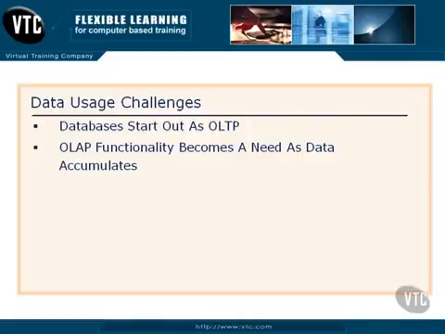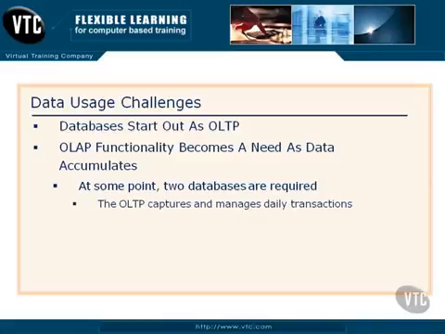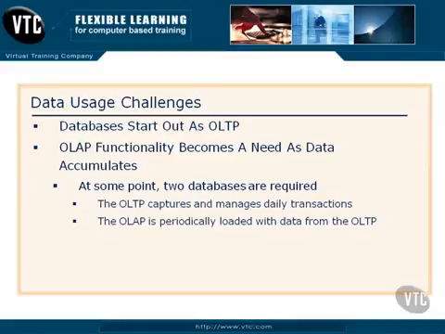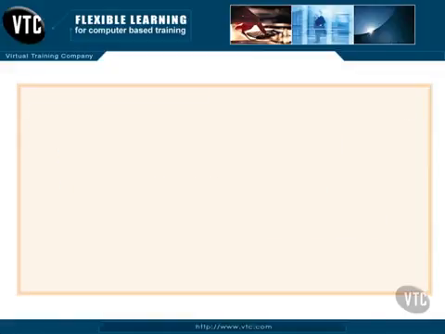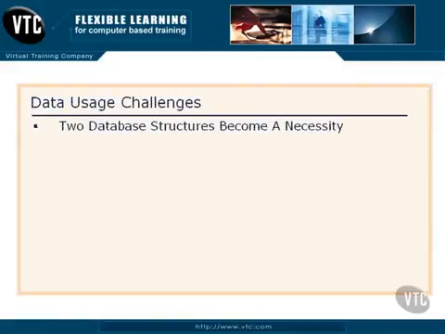Before long, you have maybe 500 gigabytes of data, but if you think about it, most of that data is historical. On the day-to-day activities of the business and the short-term business decisions we make, we really only need to see about 6 months of data or a year of data. So what we want to do is, at some point, create two databases. The OLTP continues to capture and manage the daily transactions. The OLAP, or the data warehouse, periodically gets loaded with data from the OLTP. We're transferring the data from the OLTP into the OLAP, and then we have our historical reporting.